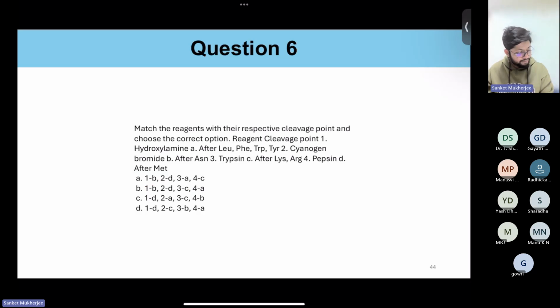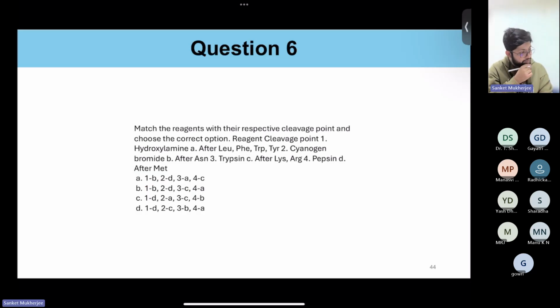Hydroxylamine after leucine, phenylalanine. Okay, this is a little bit confusing. The one is hydroxylamine, and two is cyanogen bromide, three is trypsin, and four is pepsin. One is okay. A is after leucine, phenylalanine, tryptophan, tyrosine. B is after asparagine. C is after lysine and arginine, and D is after methionine.